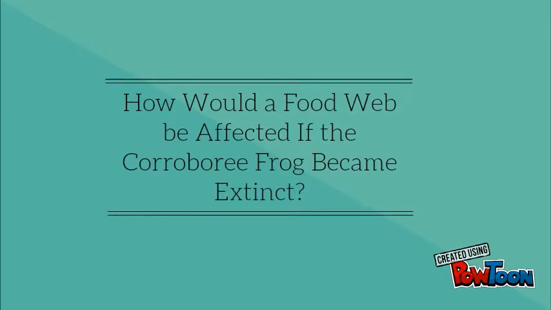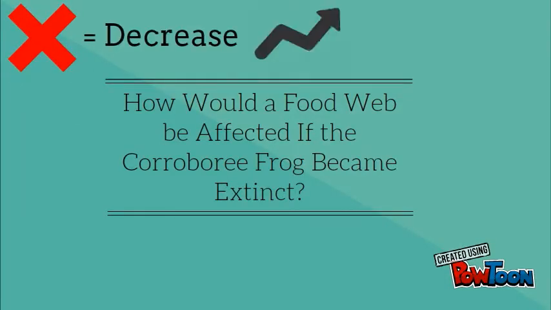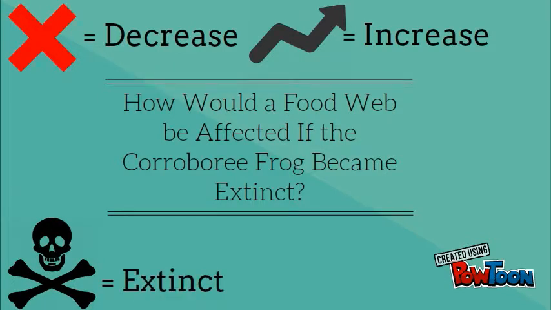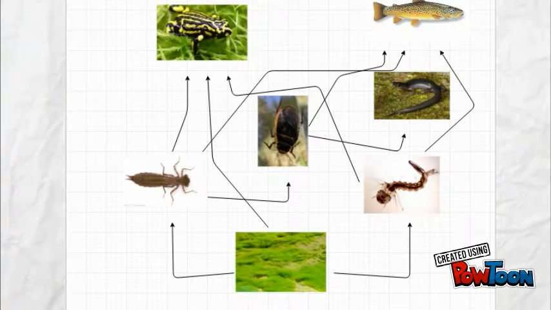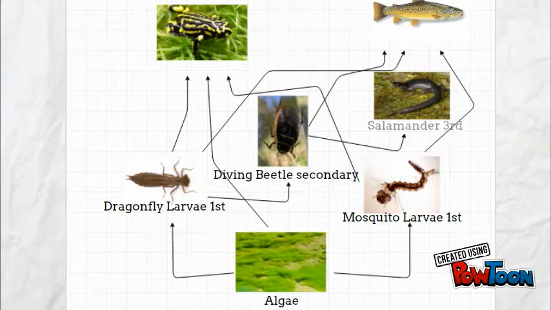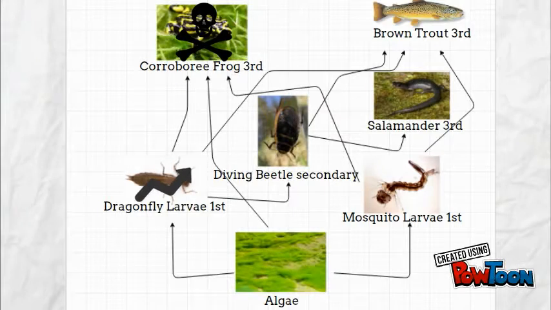How would a food web be affected if the corroboree frog became extinct? This food web shows when the corroboree frog becomes extinct, the number of dragonfly larvae and mosquito larvae increases because the corroboree frog is not eating them anymore, which makes the dragonfly larvae and the mosquito larvae populate more.